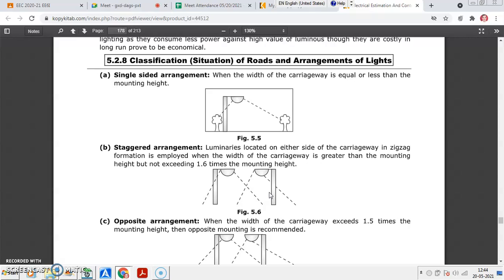Now we cannot say exactly, but here we have seen it is 1.6 times the mounting height of the lamp. Suppose you have a 6 feet height, then 6 into 1.6, or 9 feet, then 9 into 1.6. Like this, the maximum road width is up to 1.6 times the mounting height of the lamp post. If you have that, then you can have this arrangement.